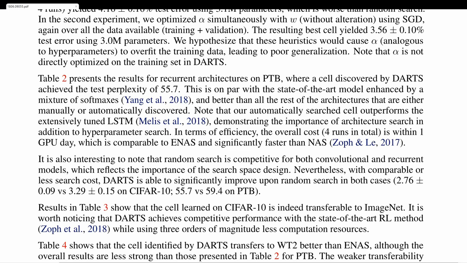Note that our automatically searched cell outperforms the extensively tuned LSTM, demonstrating the importance of architecture search in addition to hyperparameter search. In terms of efficiency, the overall cost for runs in total is within one GPU day, which is comparable to ENAS and significantly faster than NAS.